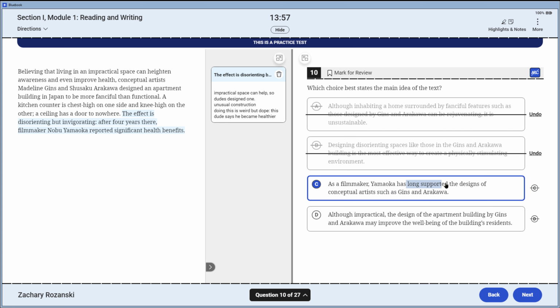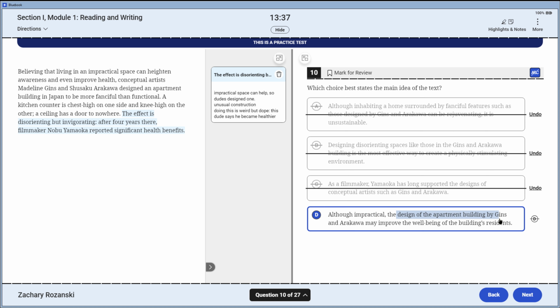So the long support we do have for the 4 years here, but we don't have the notion of designs. We just have the one, and then the awkwardness of, like, as a filmmaker, as if that's giving him some sort of ethos to make a claim here. I don't understand. He's not making films about it. He was staying in it. Seems awkward. Although impractical, true.